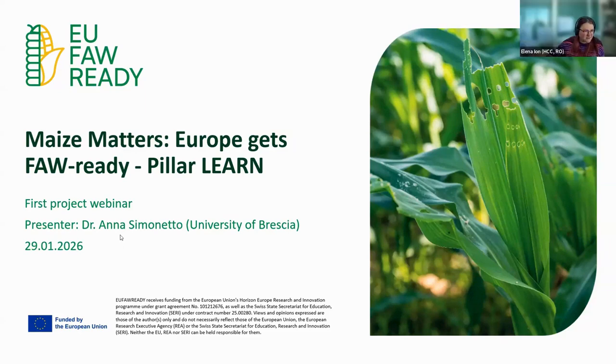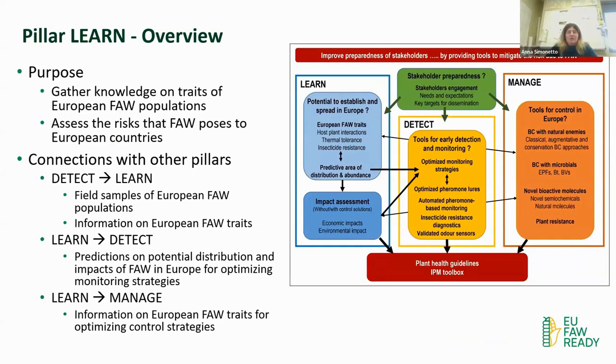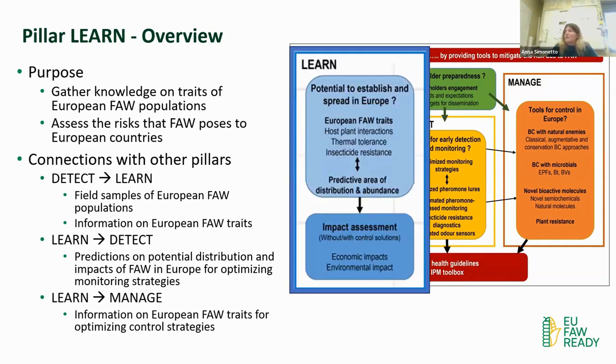Okay. So I can skip the presentation of the pillars because Natalie already presented the idea of the pillar. Just a quick brief overview. We have a double objective: collecting more knowledge on the traits of the European fall armyworm population and performing an impact assessment, mainly focused on economics and environmental impact.